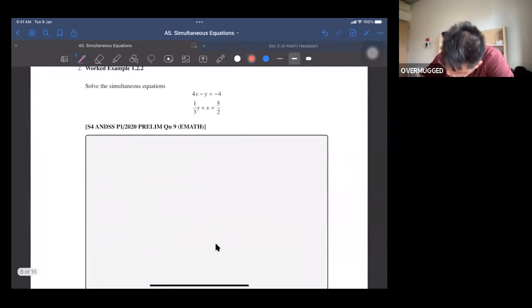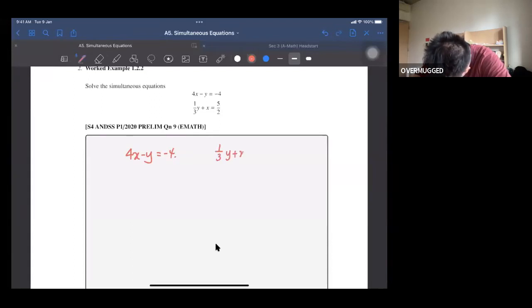Okay, I have two equations again. So 4x, sorry, bad handwriting. So I have 4x minus y equals negative 4, and 1 over 3y plus x equals 5 over 2. Now I'm going to use elimination, so I have no choice. Okay, let's do some elimination method.